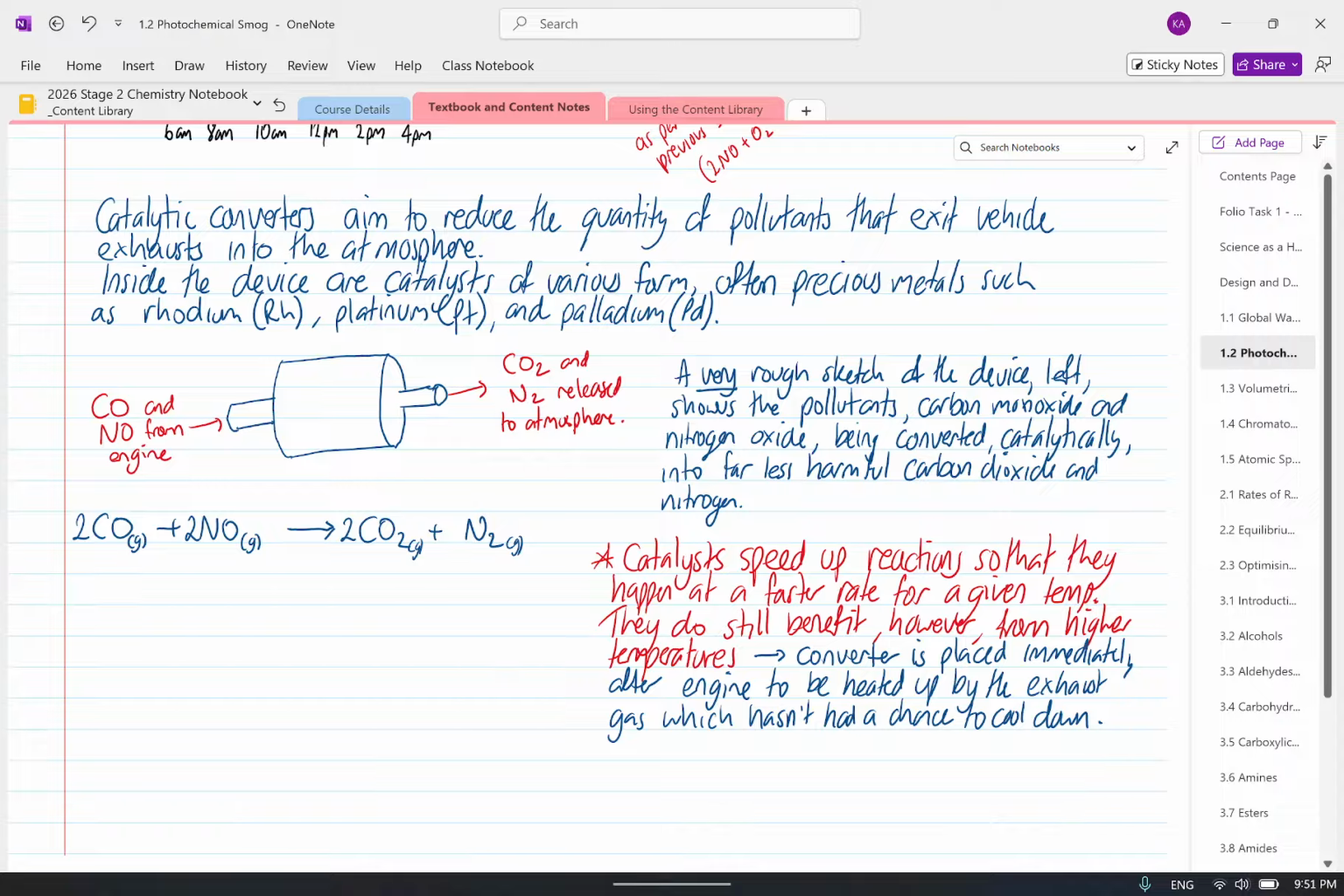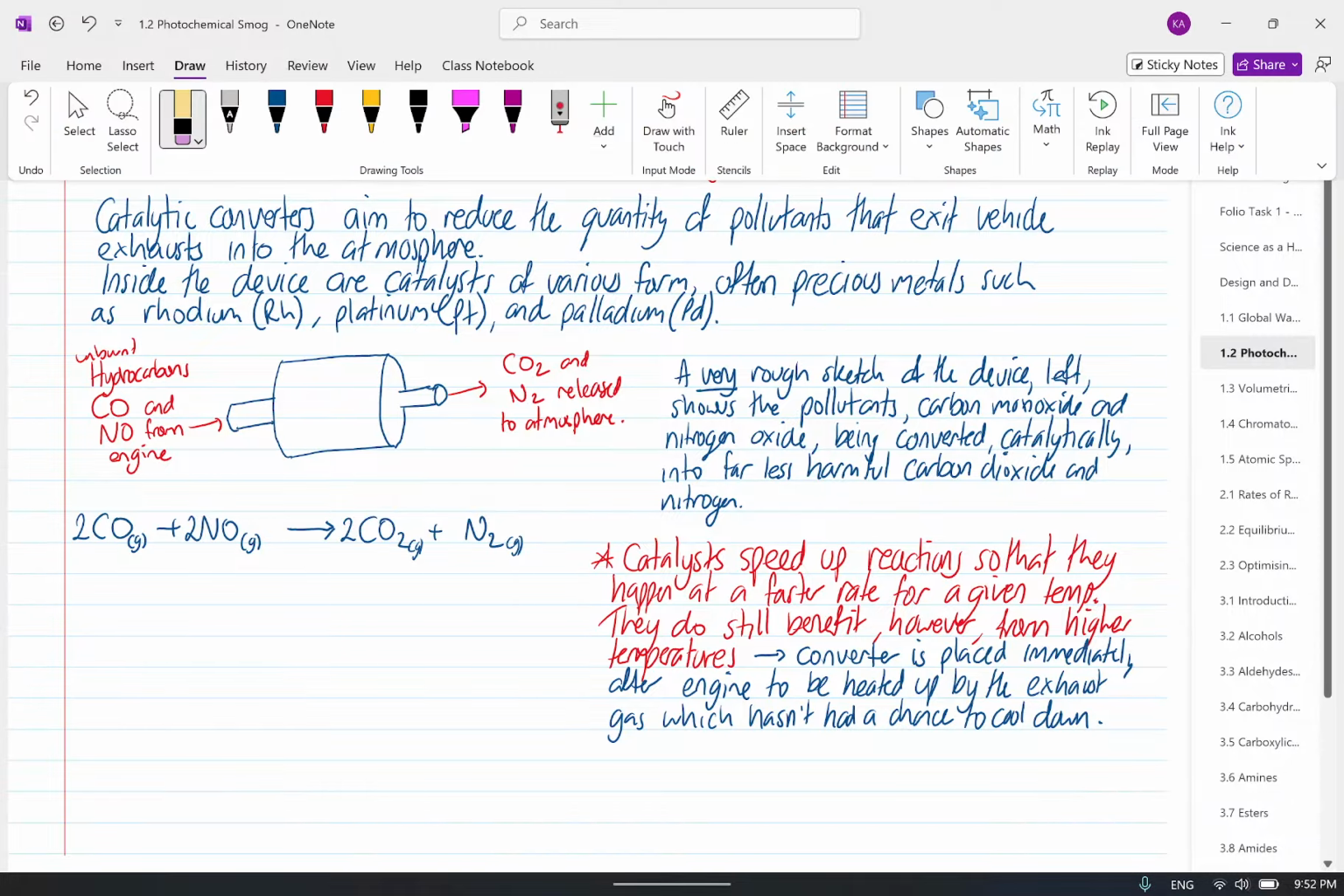Now, this is a very rough sketch. We have the engine on this side, where the exhaust gas comes out of the engine and then into the converter. Specifically, we're looking at carbon monoxide and nitrogen oxide. You also have HCs, which are unburnt hydrocarbons. The fuel itself is hydrocarbons, but some of it doesn't get burnt, so it goes out through the exhaust and into the atmosphere, and we don't want unburnt fuel being shot out into the atmosphere either.